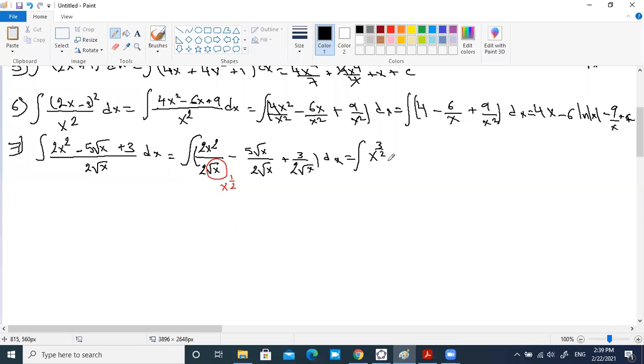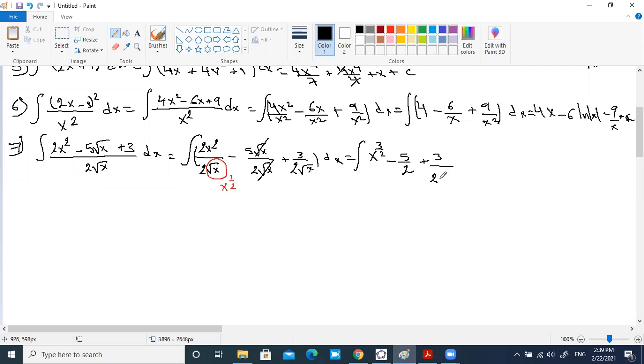What about the second one? Minus 5 over 2, radical x with radical x, so you get minus 5 over 2. And the last one: 3 over 2 x to the power 1 over 2.